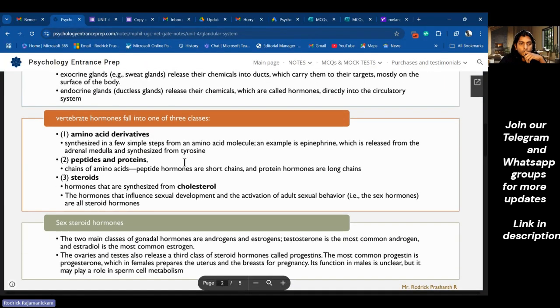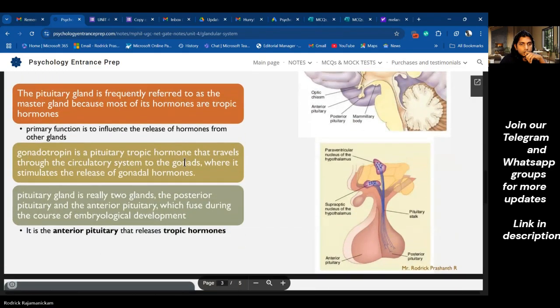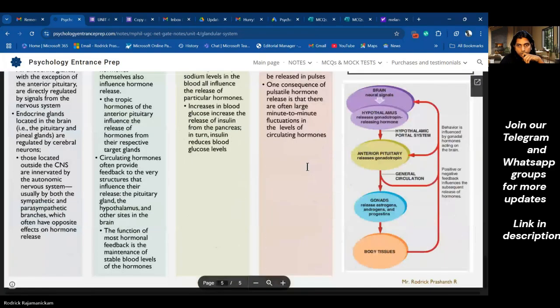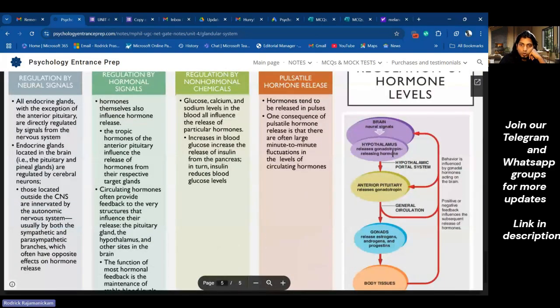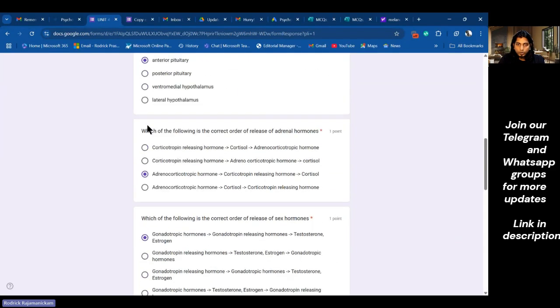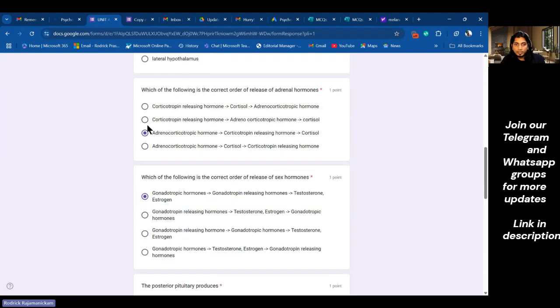Just a second, guys. Okay, so releasing hormones are first, and then we have tropic hormones. That is where I kind of had a confusion. I was feeling like maybe something is wrong there. So we go back to these questions. The correct order is releasing hormones first, then tropic hormones, and then cortisol.